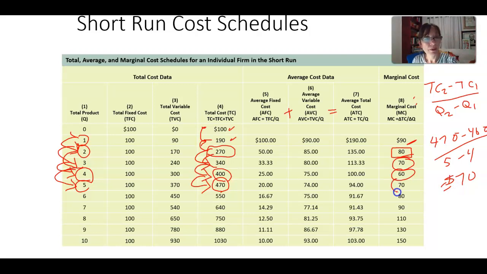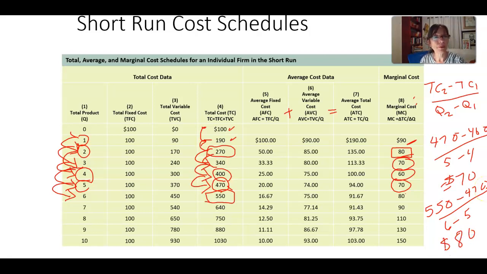So what's happening? Now we see that costs are increasing. We produce the sixth unit. For 6 units, the cost is $550. So we're going to take $550. What does that change from the previous unit? 550 minus 470 divided by 6 minus 5. That's going to be 80, so $80. Now we can see that incrementally, for each additional unit that we produce, our costs are starting to go up. You can see that the costs continue to go up in this example.